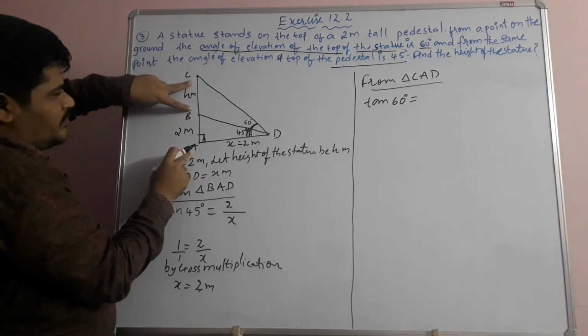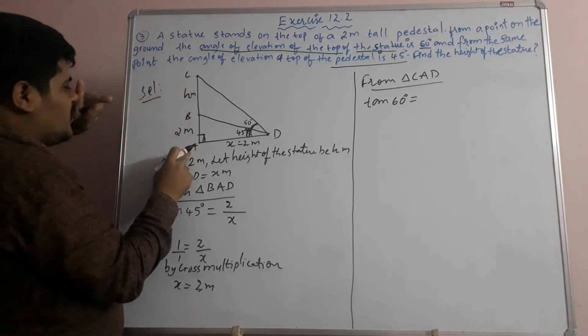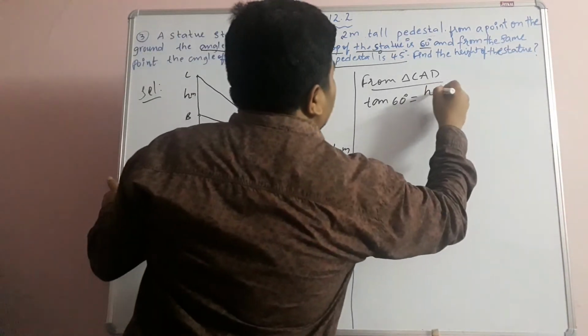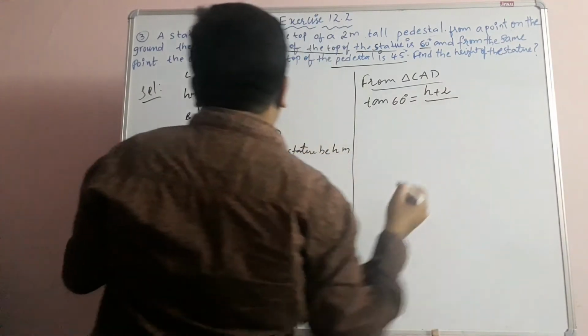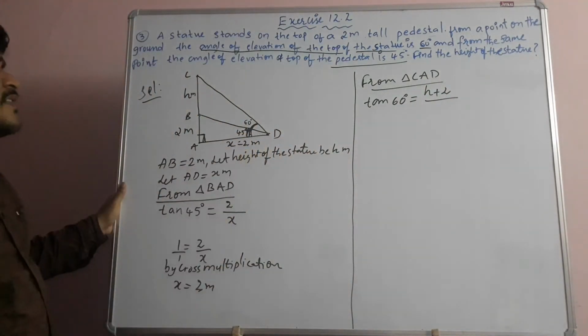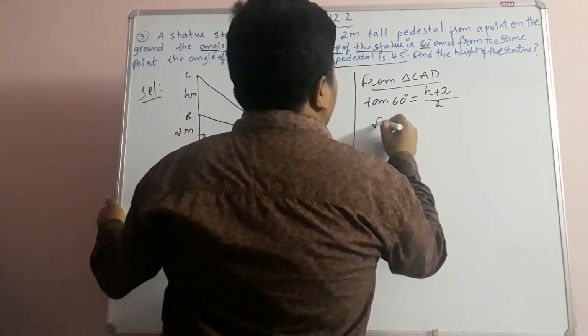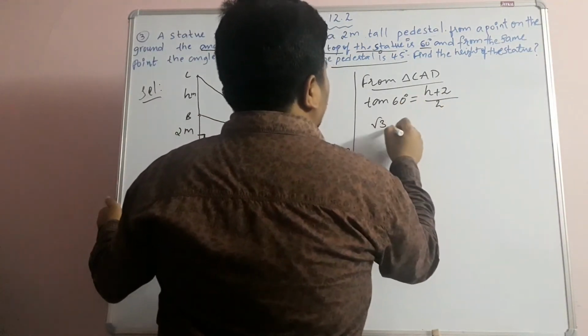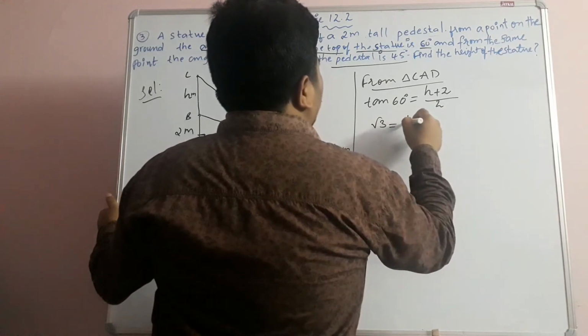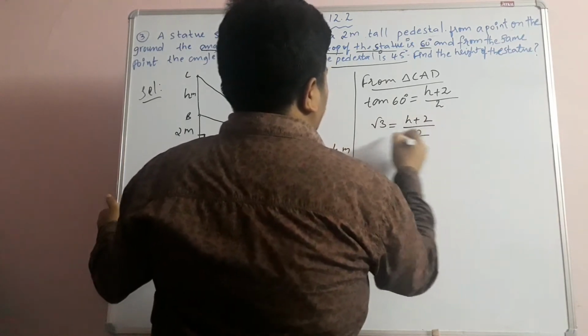So tan 60 degrees is equal to h plus 2 by the adjacent side, which is 2 meters. So tan 60 is root 3, which is h plus 2 by 2. So root 3 is equal to h plus 2 by 2. We will do it next time.